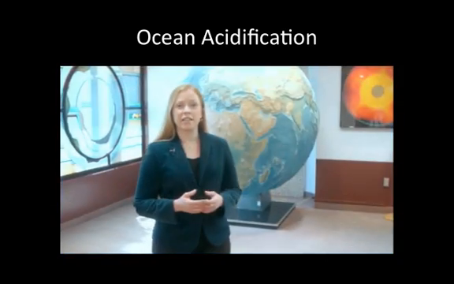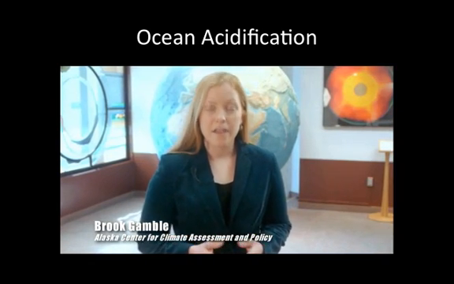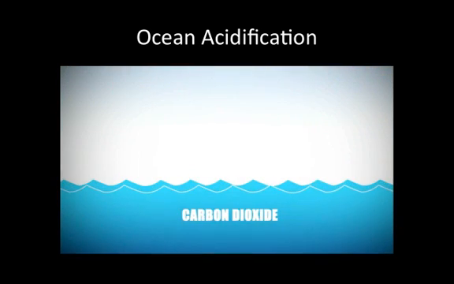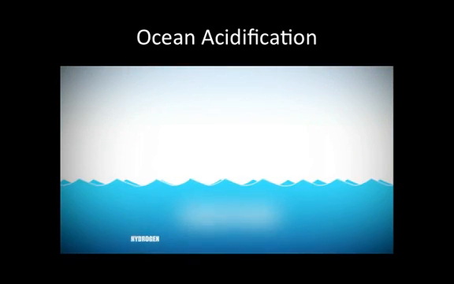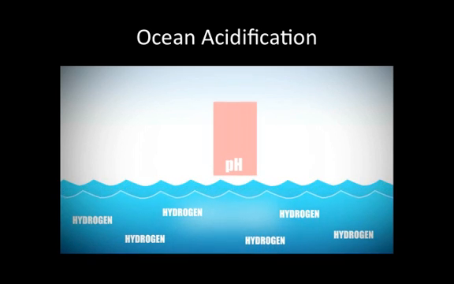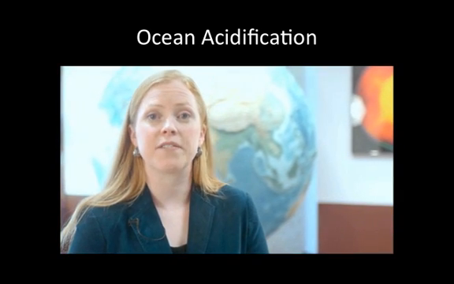Since the Industrial Revolution, human and natural activities have increased the amount of carbon in the atmosphere. The ocean acts like a big sponge, absorbing about a third of those emissions. When carbon dioxide dissolves in seawater, it initiates a series of chemical reactions which release hydrogen ions. An increase in hydrogen ions causes a decrease in the pH of the water, making the ocean more acidic. We call this process ocean acidification.